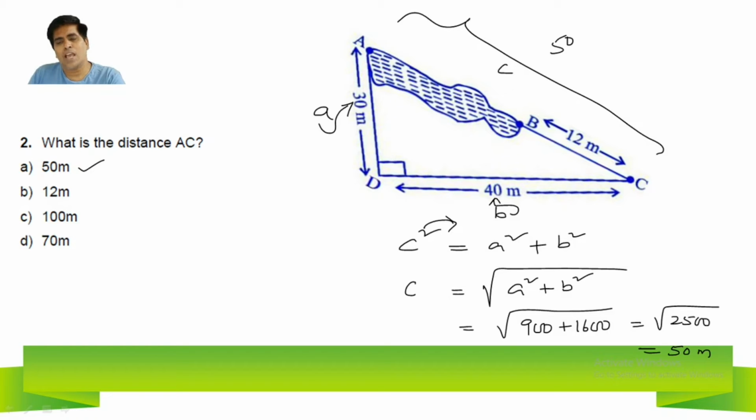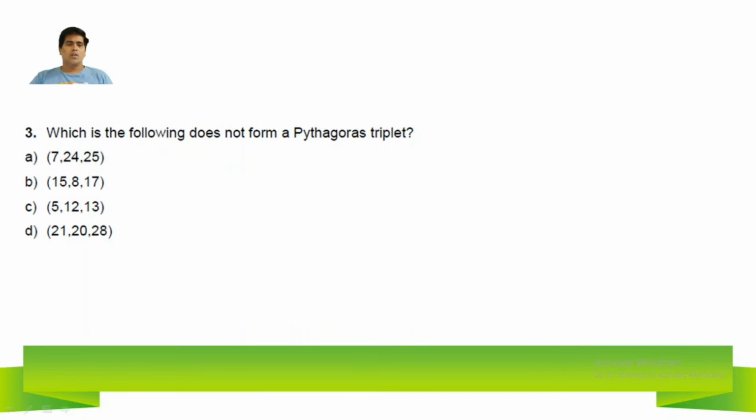In this we have one rope of 12 meters. So ultimately, what is the AC distance we got here? It is 50 meters. We'll see the next third question.